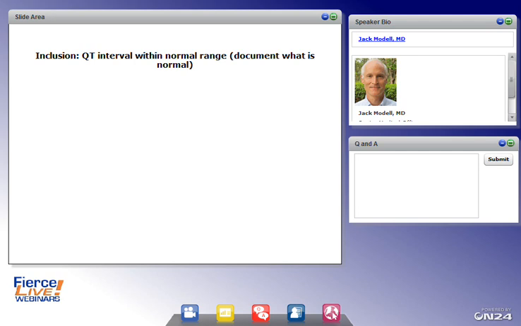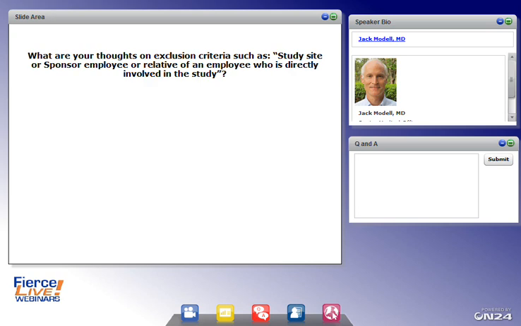What are your thoughts on exclusion criteria, such as study site or sponsor employee or relative of an employee who's directly involved in the study? That's a good question. In general, it is frowned upon to include people who are at the site, friends, colleagues, because it could be considered that there's undue coercion. Although I can tell you back in the 80s and 90s when I was doing my own research, that was called convenient. And we did a lot of studies.